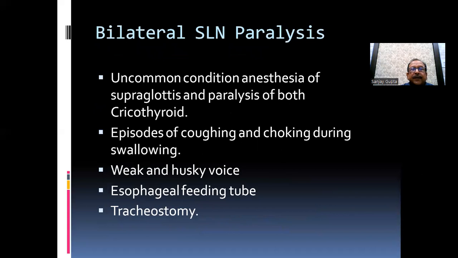Now, bilateral superior laryngeal nerve palsy. This is a very uncommon condition. It causes anesthesia of the supraglottic area and paralysis of both the cricothyroid muscles. There are episodes of coughing and choking during swallowing. The voice is weak and husky because of risk of aspiration. These patients are managed by esophageal feeding, by a feeding tube or a Ryle's tube, and tracheostomy may be required.